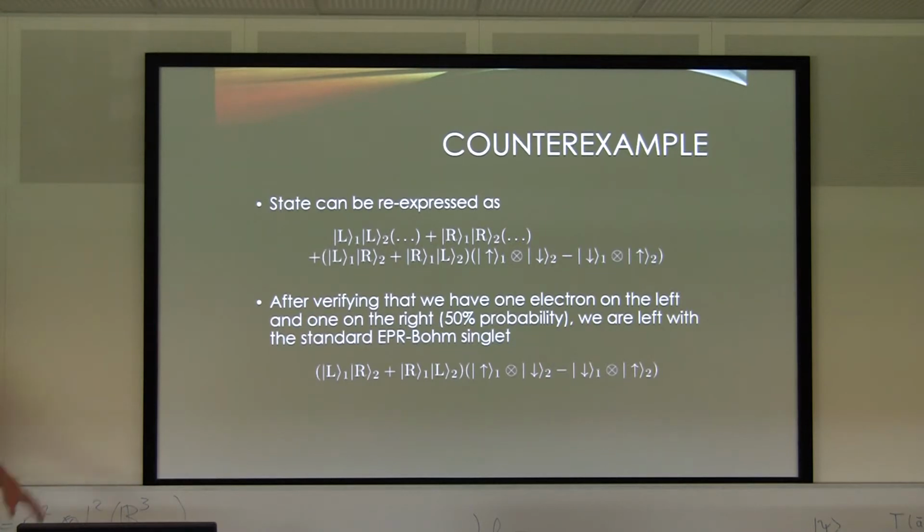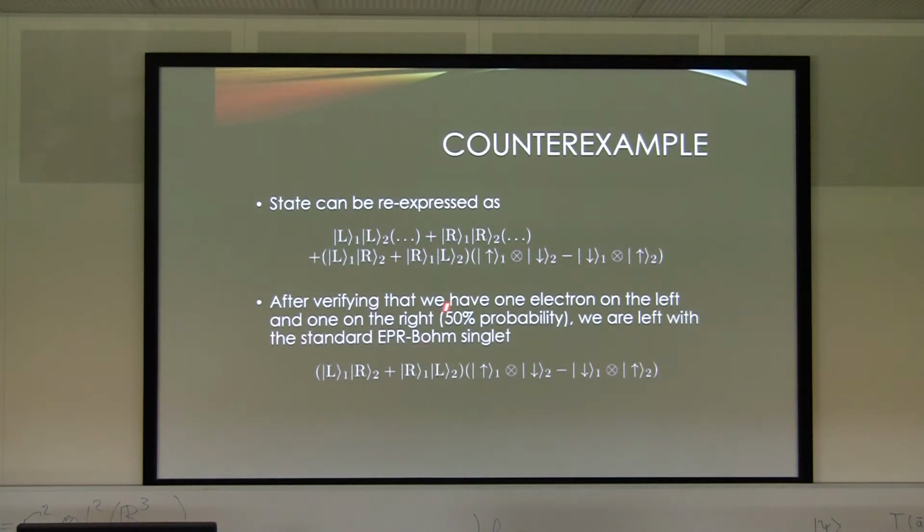So suppose you start with first seeing if you have indeed one particle on the left and one particle on the right. You will have a 50% probability that you indeed find one on the left and one on the right. And there will be like 25% that you will find two on the left and two on the right. In the case you find them both at the same location, you just discard them.